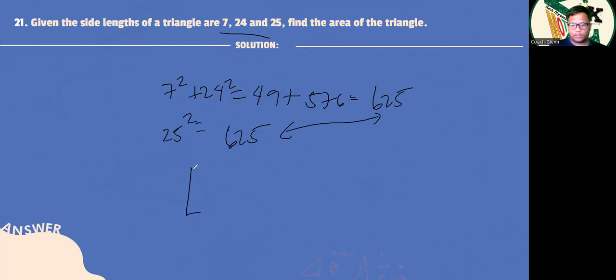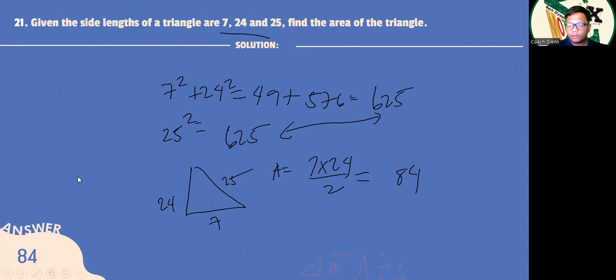So since they are equal, then it's proven that they are a Pythagorean triple. So we just need to solve this like this. So using area is equal to base times height over 2. So 7 times 24 over 2. So that's just equal to 7 times 12. So that's equal to 84. So your area here should be 84. Okay. Any questions for number 21?